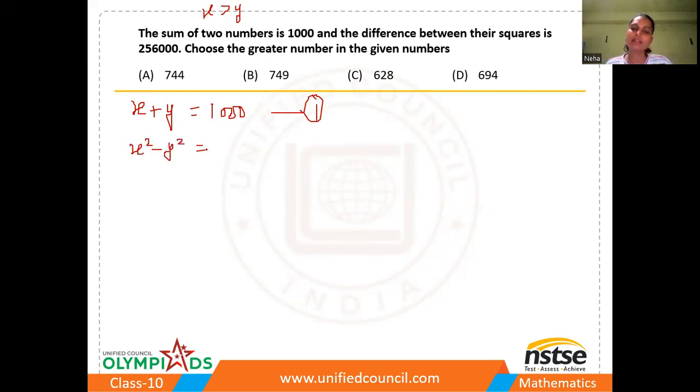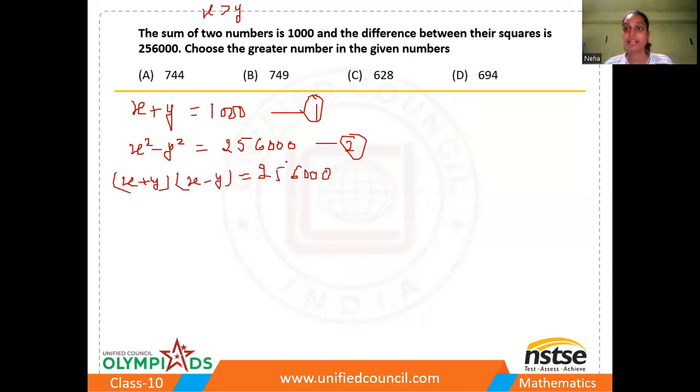Here I am trying to find the difference, so I have to take the bigger number. Here I am assuming x is bigger, that's why I am writing x square minus y square, which is 256,000. This is your equation number 2. So x square minus y square, I can write as x plus y into x minus y, right? x plus y into x minus y equals 256,000, correct? And x plus y is equal to 1000.